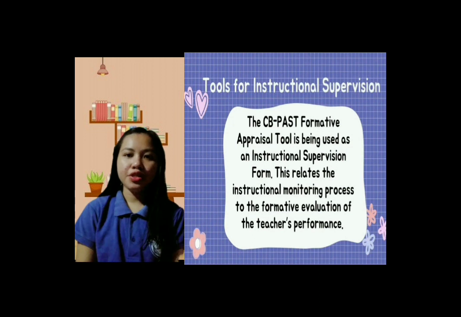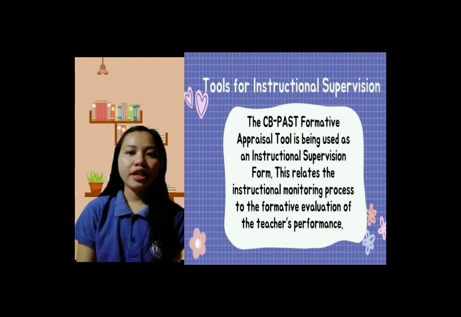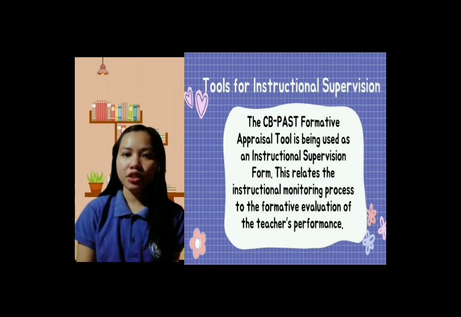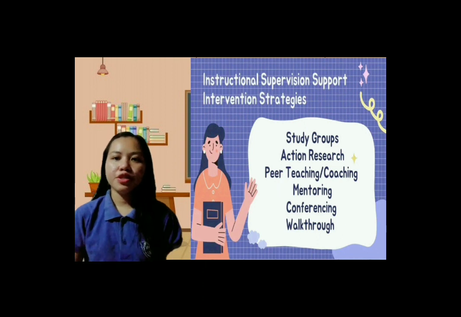Tools for instructional supervision. The CB-PAST formative appraisal tool is being used as an instructional supervision form. This relates the instructional monitoring process to the formative evaluation of the teacher's performance. There are 6 instructional supervision support intervention strategies.